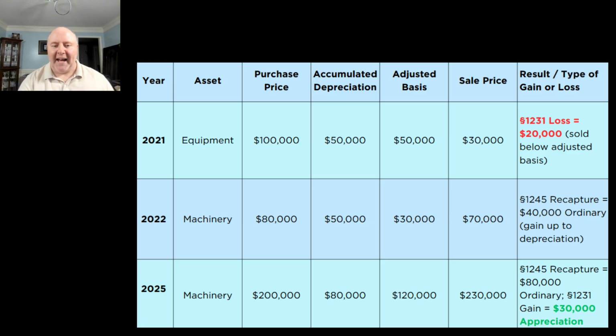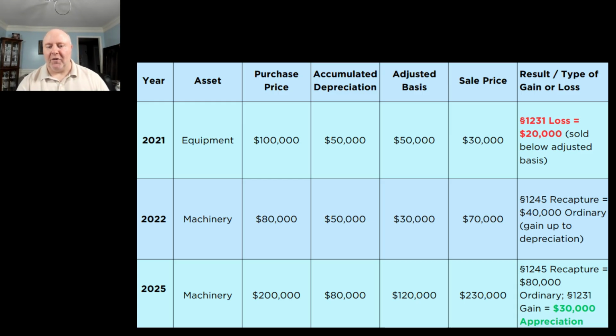So we have assets, equipment, machinery, and then what you can see is we go with our purchase price, accumulated depreciation, adjusted basis, sales price. Let's start working through each of these. We purchased it for $100,000 and we have accumulated depreciation of $50,000. So if we take purchase price minus accumulated depreciation, we get to adjusted basis. Simple enough. Then we look at our sale price.